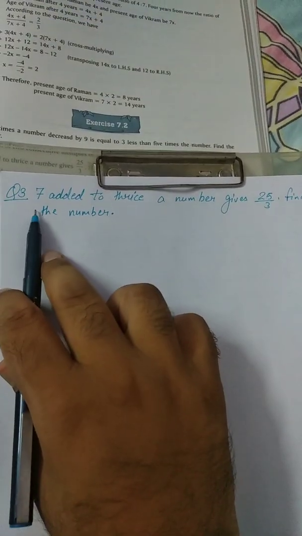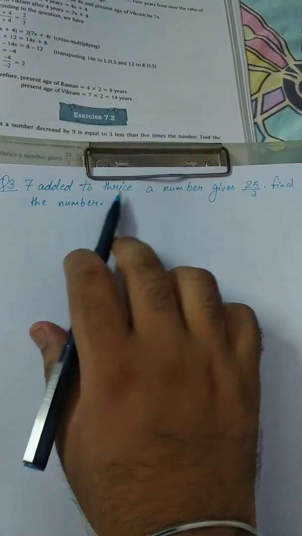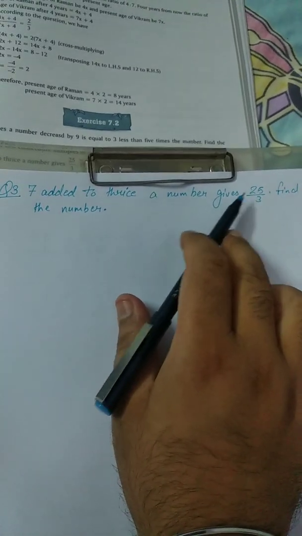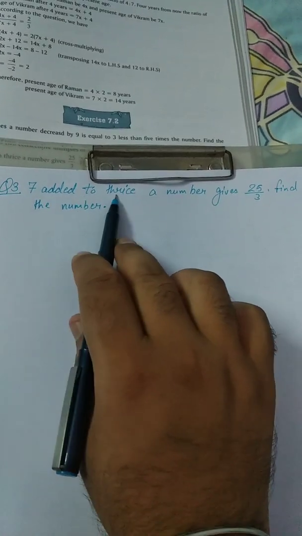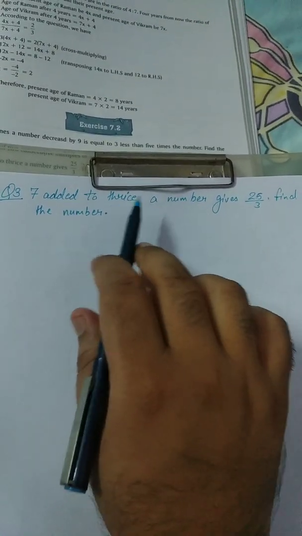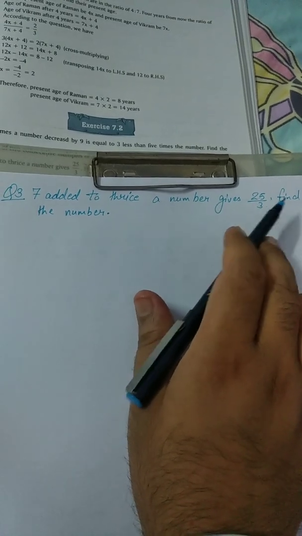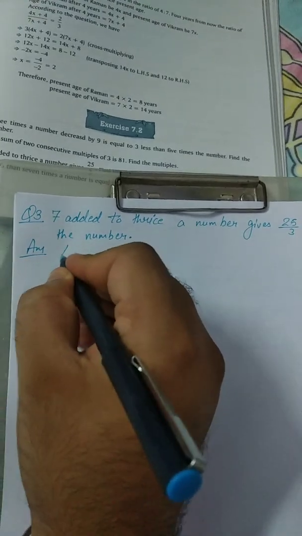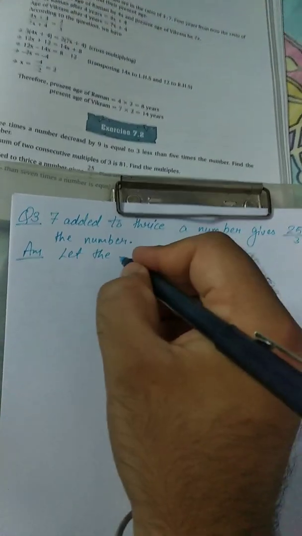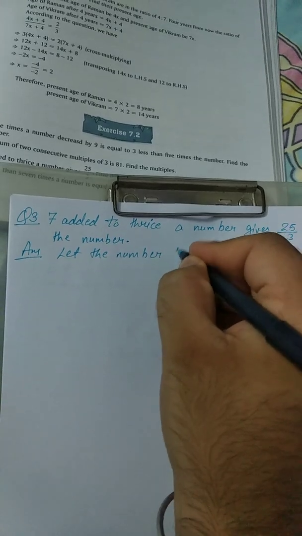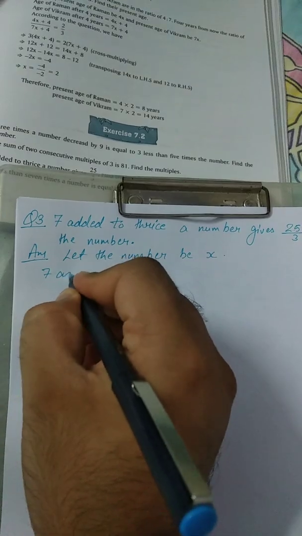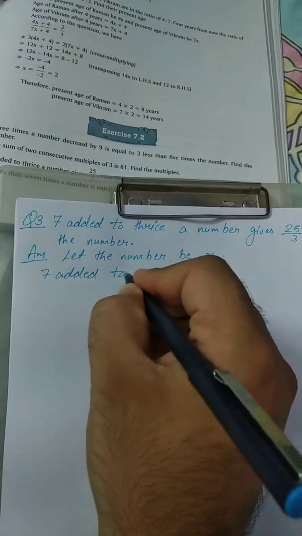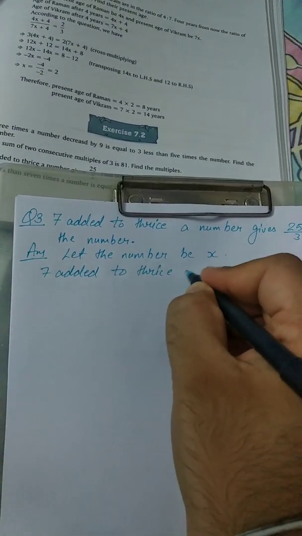Now come to the question number 3. In question number 3, 7 added to the thrice a number gives 25 upon 3. Find the number. Question said that 7 added to the thrice a number and it gives 25 upon 3. You have to find the number. First of all, assume let the number be x. Right?